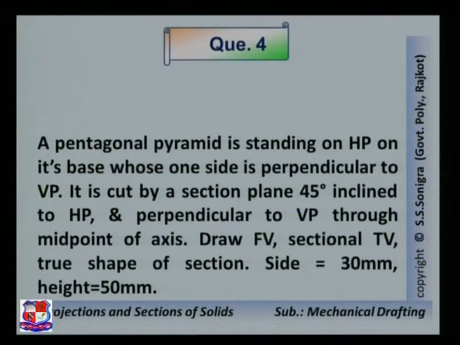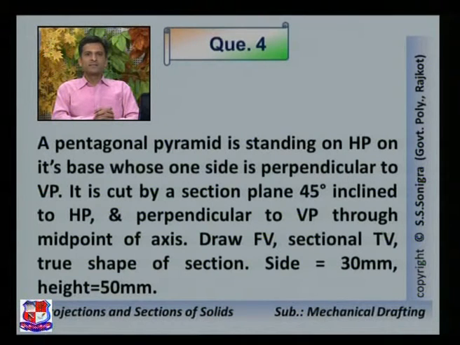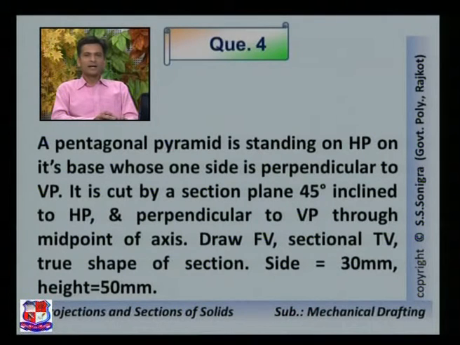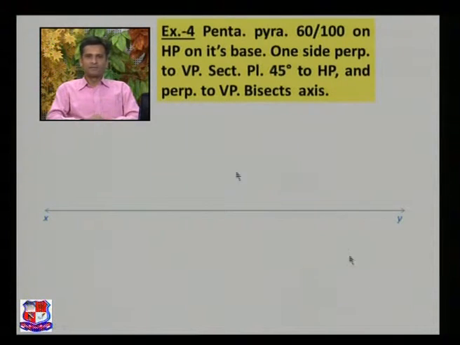Question number 4. A pentagonal pyramid is standing on its base on HP, whose one side is perpendicular to the vertical plane. It is cut by a section plane 45 degrees inclined to HP and perpendicular to the vertical plane through the midpoint of the axis. Draw the front view, sectional top view, and true shape of the section if the side length is 30 mm and the height is 50 mm. Here a pentagonal pyramid is given and you can write the small data like this. It's a pentagonal pyramid, 60 by 100, on HP on its base. One side is perpendicular to the vertical plane.